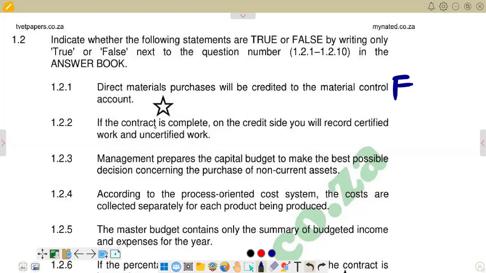Then next one, if the contract is complete on the credit side, you will record certified work and uncertified work, which is not correct. They can never be on the same side. So we are saying again false. Then we go to the next one. The management prepares the capital budget to make the best possible decision concerning the purchase of non-current assets, which is correct, which is true. Then the next one, according to the process-oriented cost system, the costs are collected separately for each product being produced, which is not correct. We can indicate it as false there.